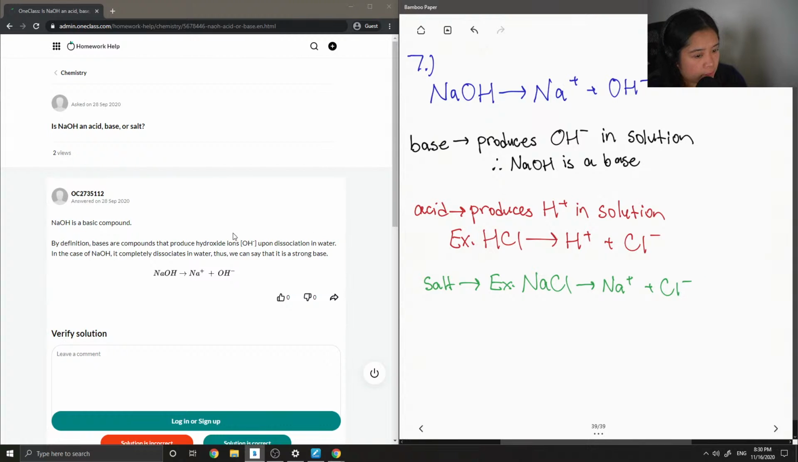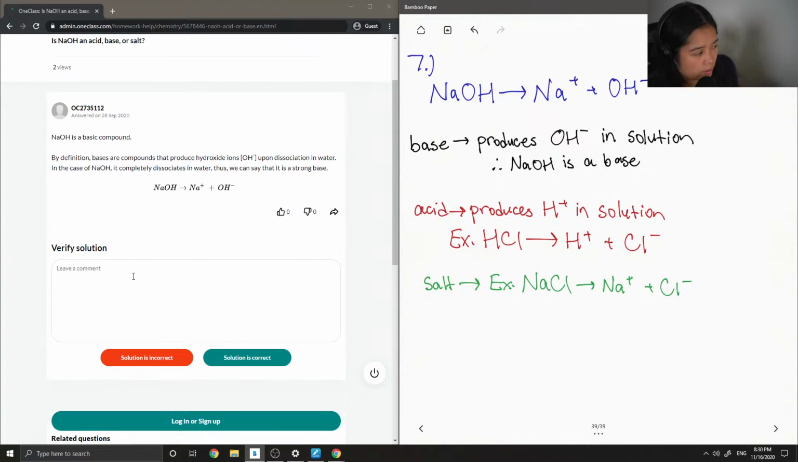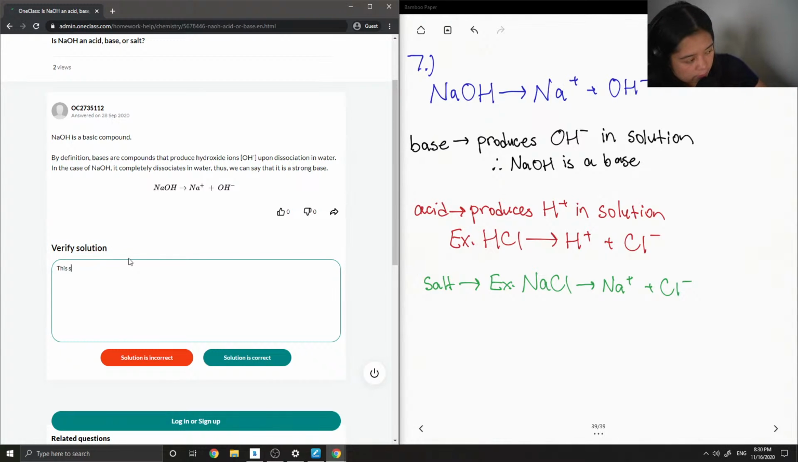Okay, so let's see what the junior tutor said. NaOH is a basic compound. By definition, bases are compounds that produce hydroxide ions, OH-, upon dissociation in water. In the case of sodium hydroxide, it completely dissociates in water, thus we can say that it is a strong base. Yep, so this solution is correct.